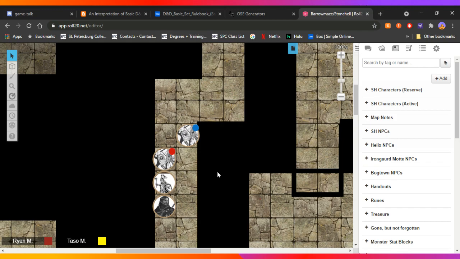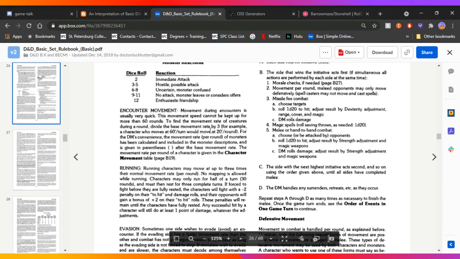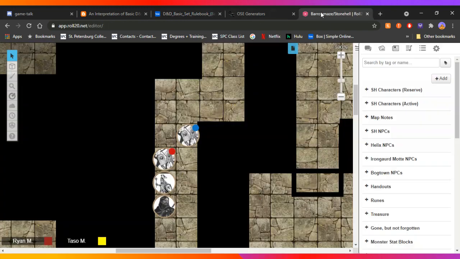So if it started the turn like this, could the blue orc move up? The consensus seems to be yes at this point, because he has no enemies around him. He no longer has to use defensive movement, he uses encounter movement at that point. And it's defined up here what your encounter movement is. So orcs have 40 feet of encounter movement, and he could then move up to there or wherever within his range, because he had not yet been engaged in melee.